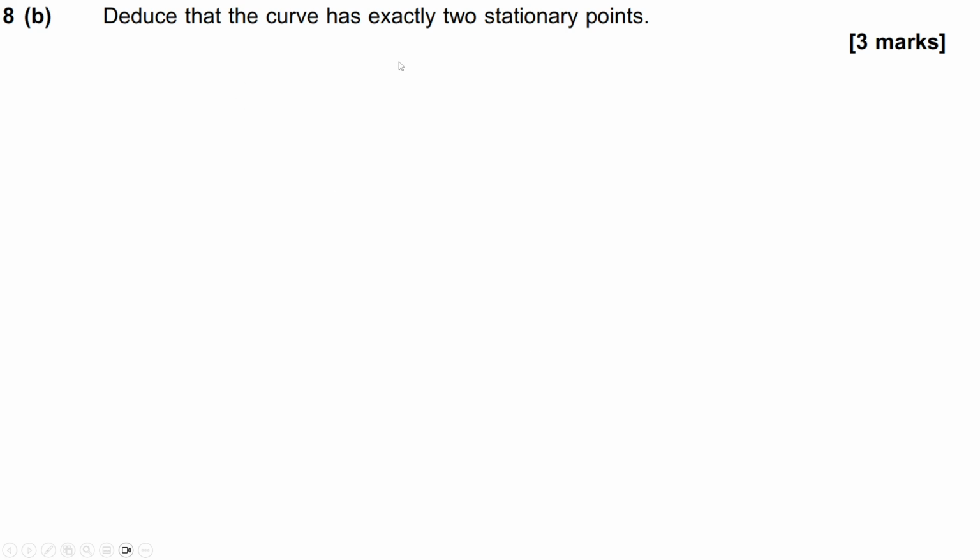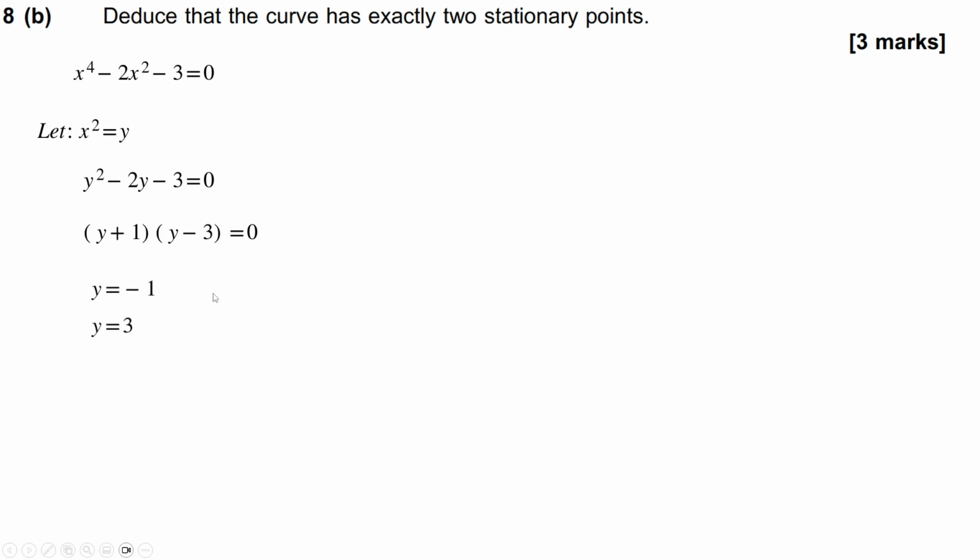Deduce that the curve has exactly 2 stationary points. Okay, so this is the first derivative that we got. This is actually a hidden quadratic. Let's say let x squared equal y. Plug in y squared and then y there, and then you can factorize this to get this. So y equals minus 1, y equals 3.